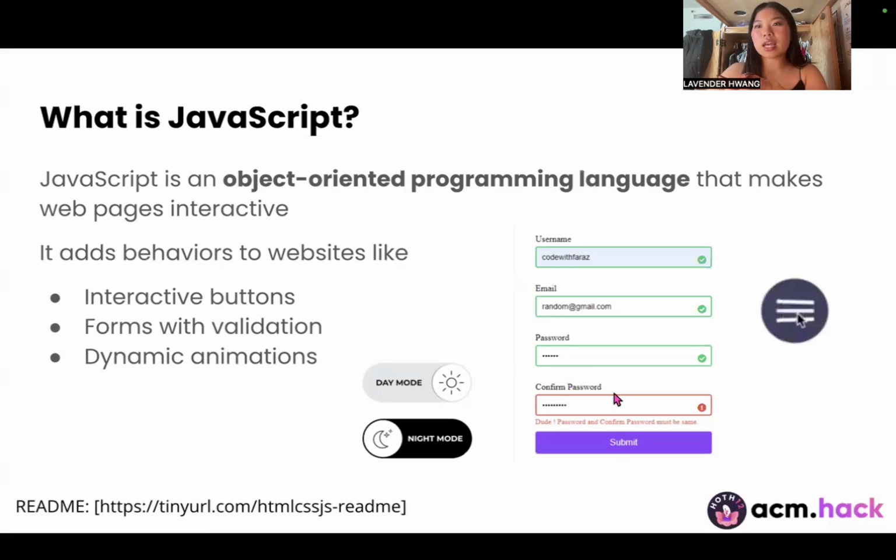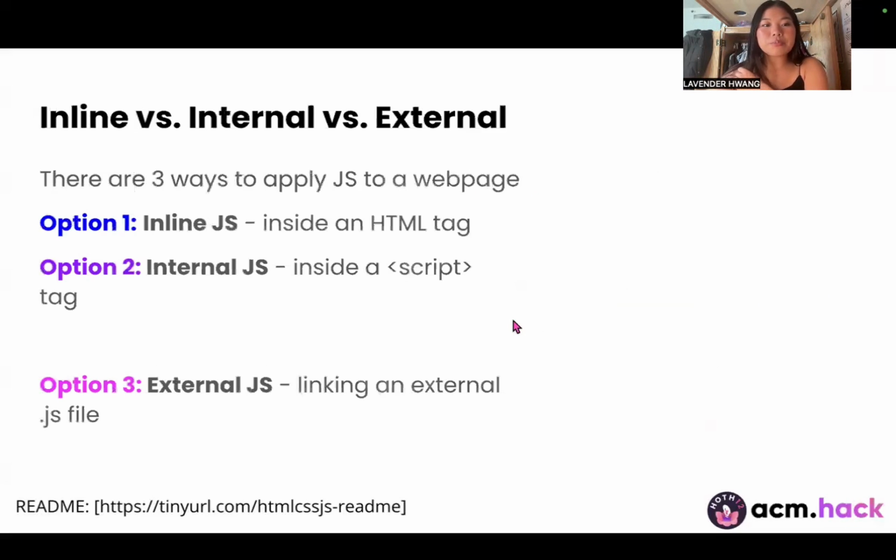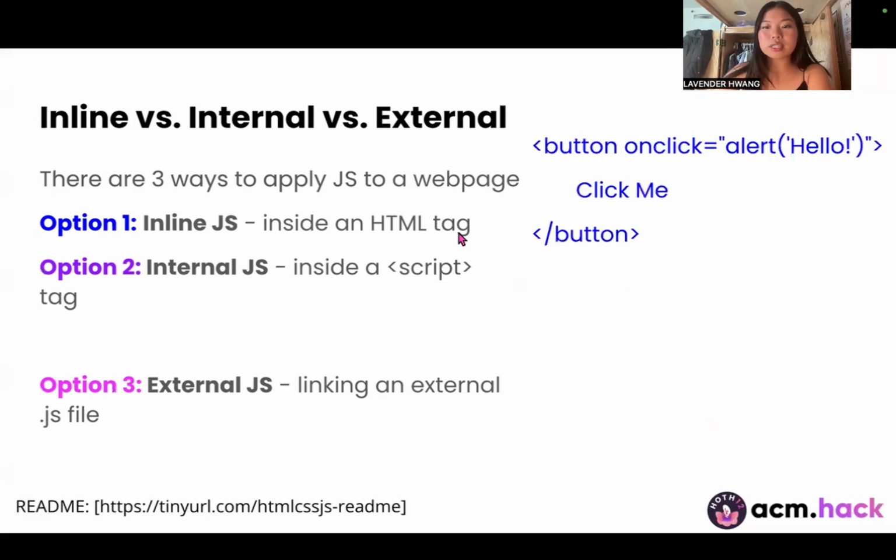If you click on a button and it toggles something, that's JavaScript. JavaScript basically just lets you interact with the website instead of just looking at it. So, like CSS, there are also three ways to apply JavaScript to a web page. You have inline JavaScript. This is again inside the HTML tag. So I have my tag here and I have some JavaScript function in the opening tag.